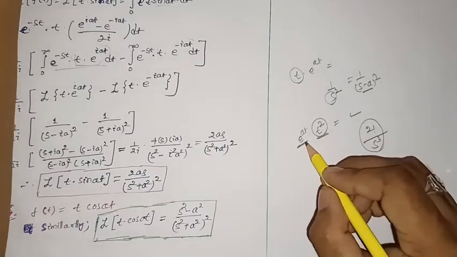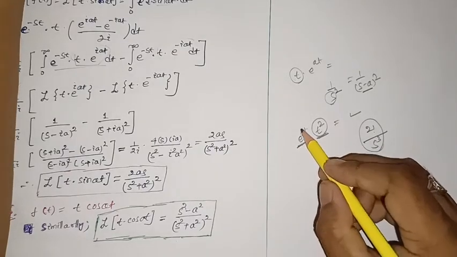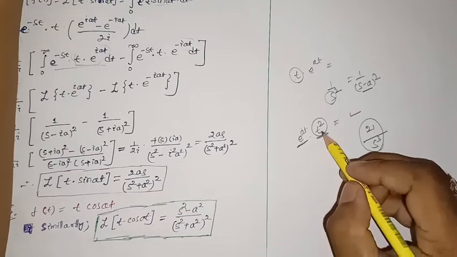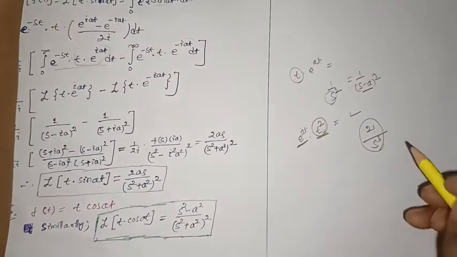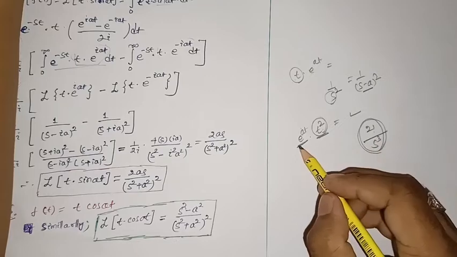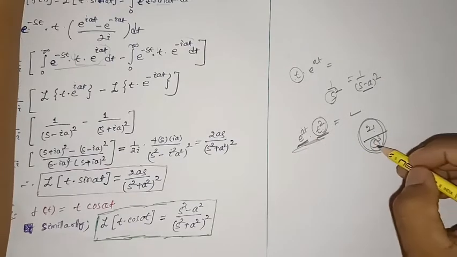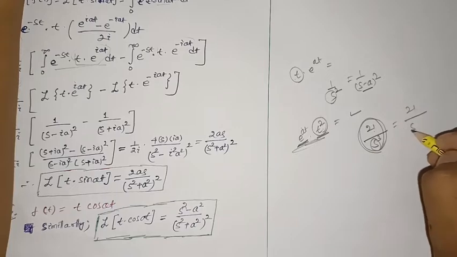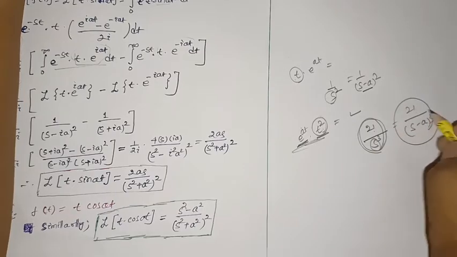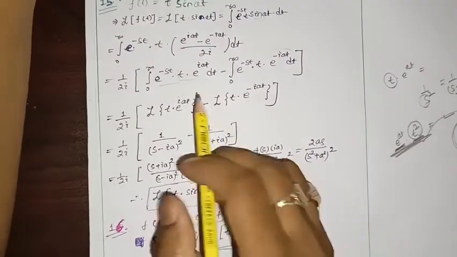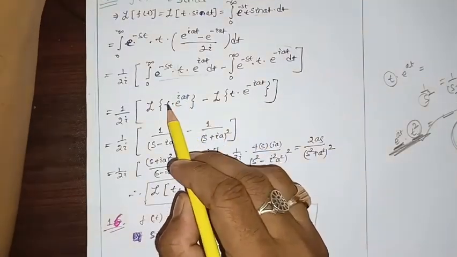So if it is given that e to the power at is multiplied with t square, we know the Laplace transform of t square is this, so for e to the power at into this one, instead of s we have to write s minus a. So 2 factorial by s minus a whole cube will be the Laplace transform of this one.